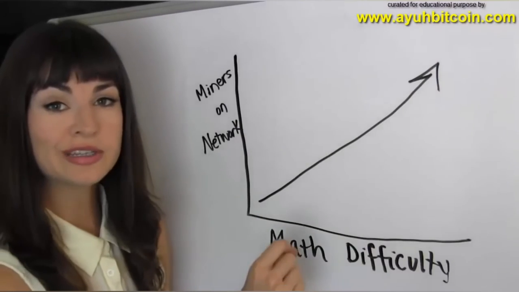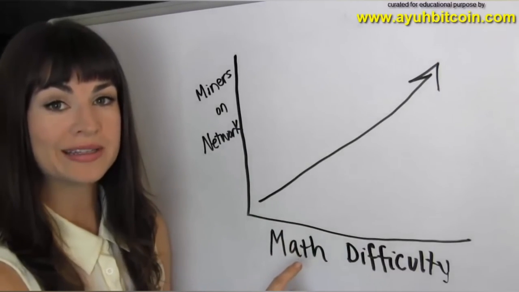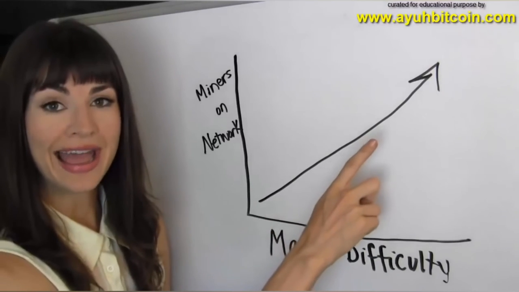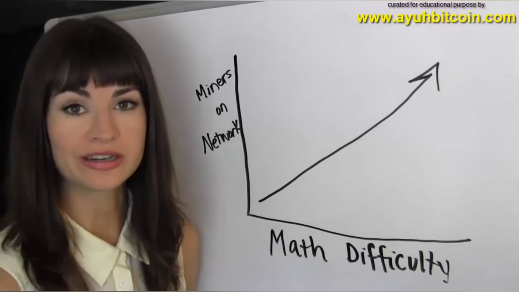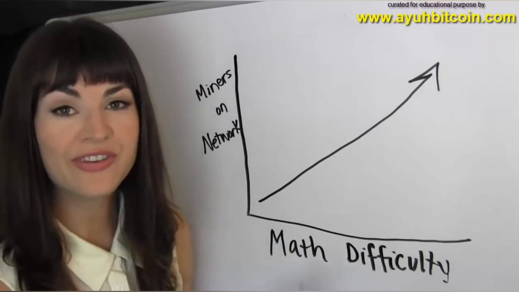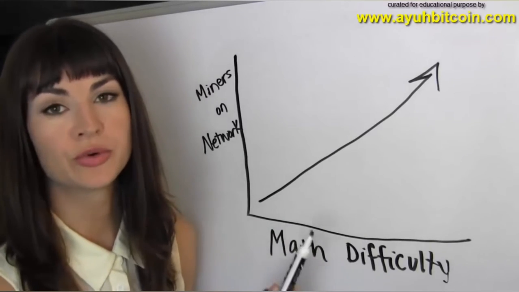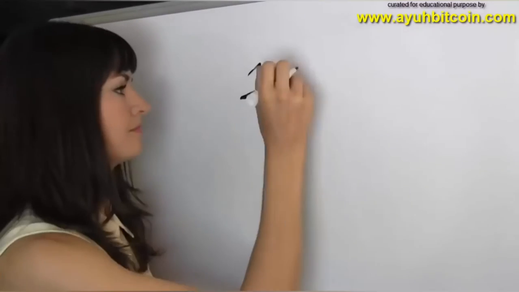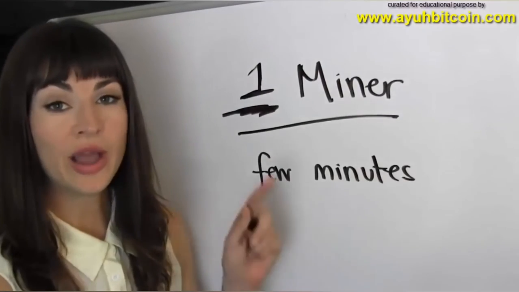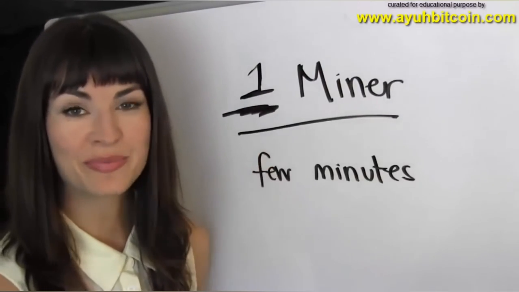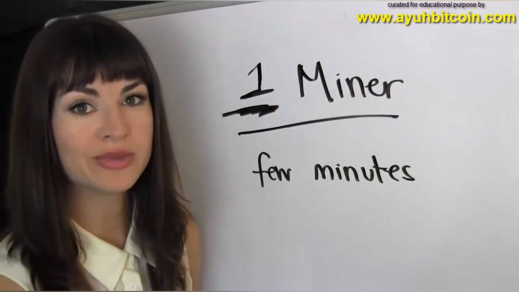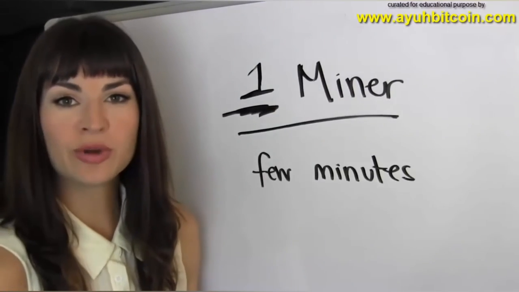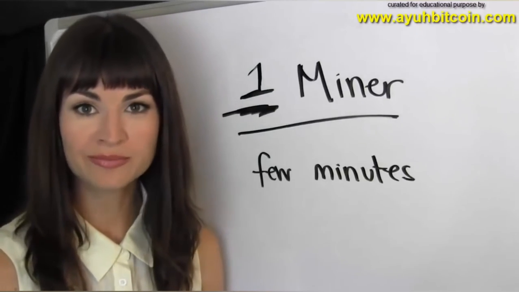And the difficulty of the math problem is set to increase as the number of miners on our blockchain network increases. And all this fancy mumbo-jumbo is done to ensure one thing: that only one miner solves the math problem at a time, and that it happens consistently every few minutes. And what happens when a miner solves the math problem?